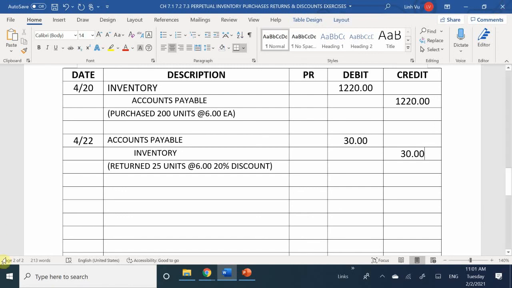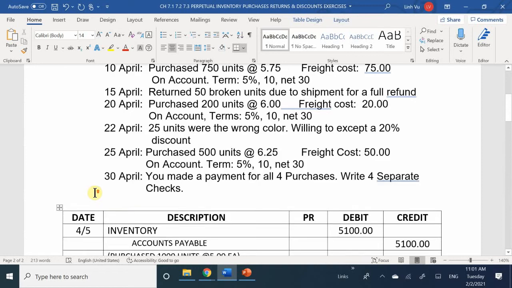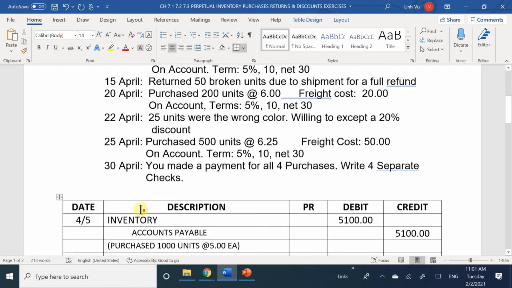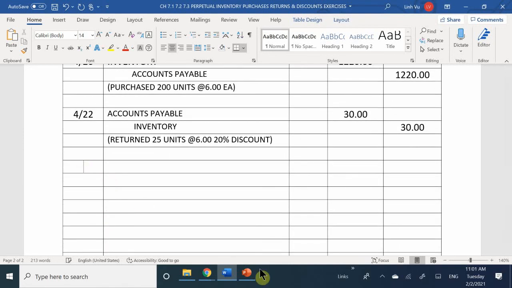All right. And then on the 25th, you decided to purchase an additional 500 units at $6.25 each with a freight cost of $50 on account. Terms are 5/10, net 30. So let's look at this one. On 4/25, how are we going to journalize this?